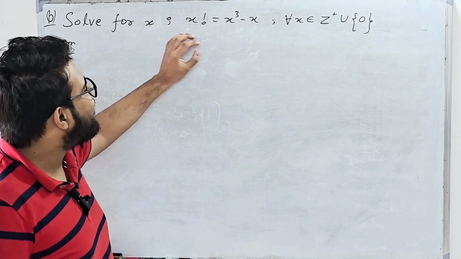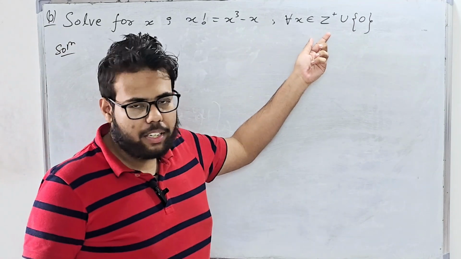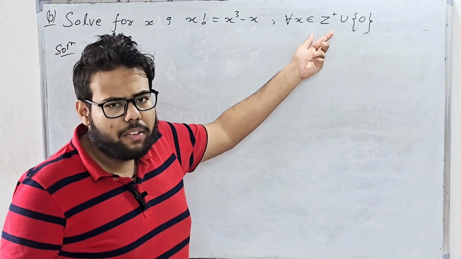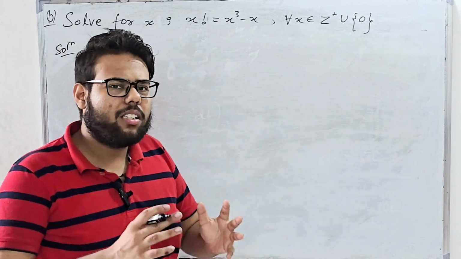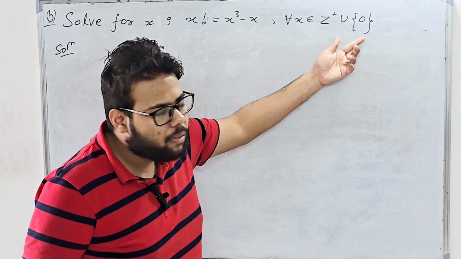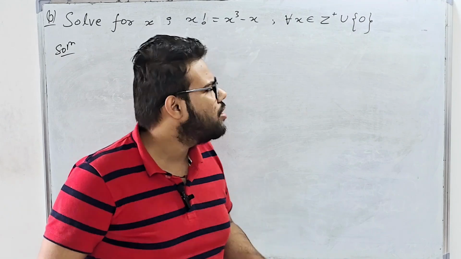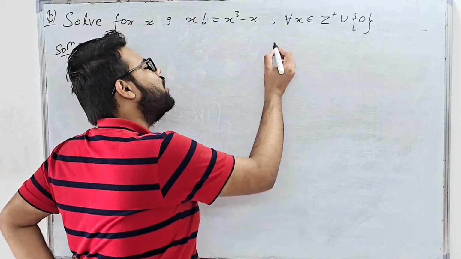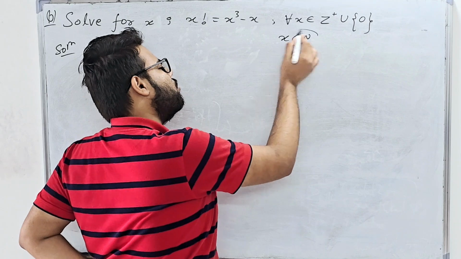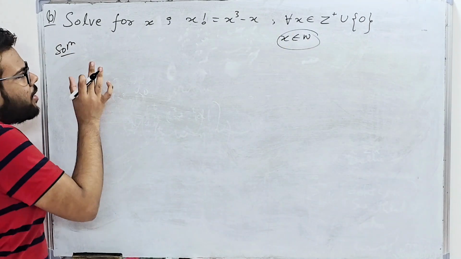So the question states that x factorial is equal to x cube minus x for all x belonging to positive integers union 0. Why positive integers union 0? Because by positive integers we generally mean natural numbers, but if we do a union with 0, then we come to the set of whole numbers. So you can say it like this, or you can even say that it belongs to whole numbers. Both make sense. Okay, so now let's start.